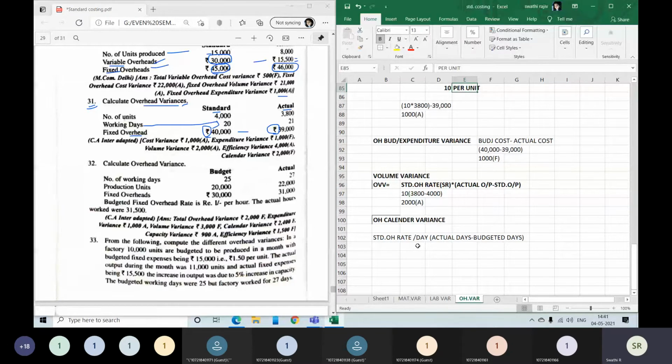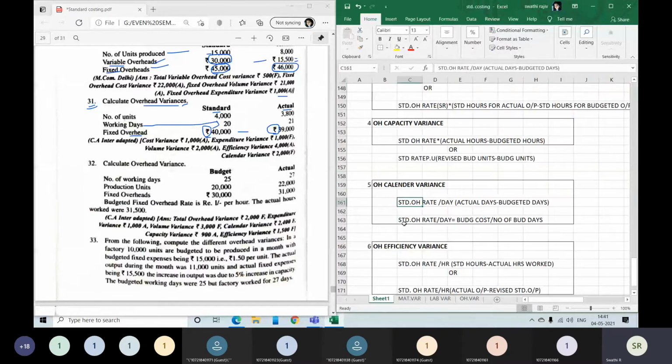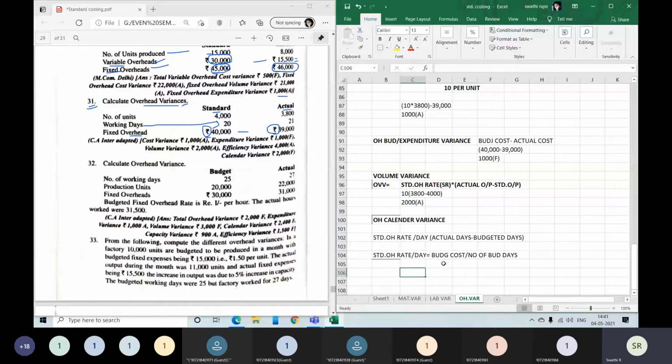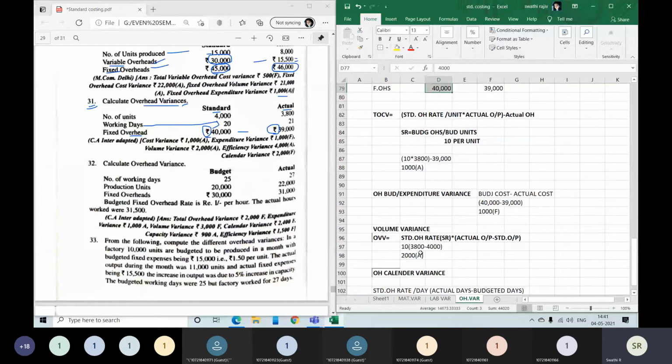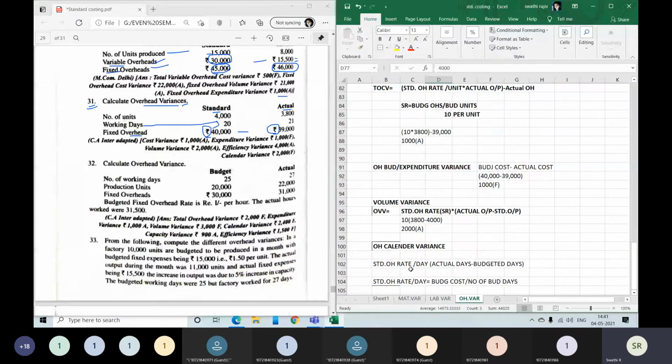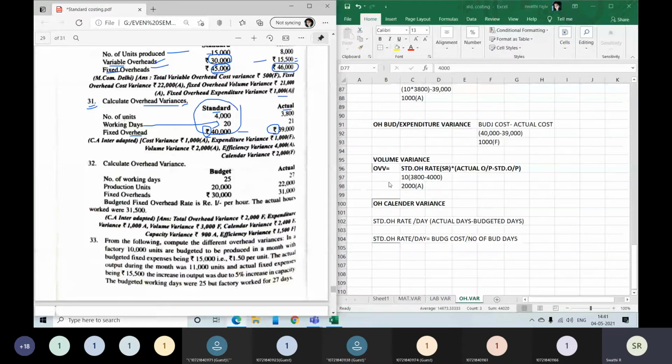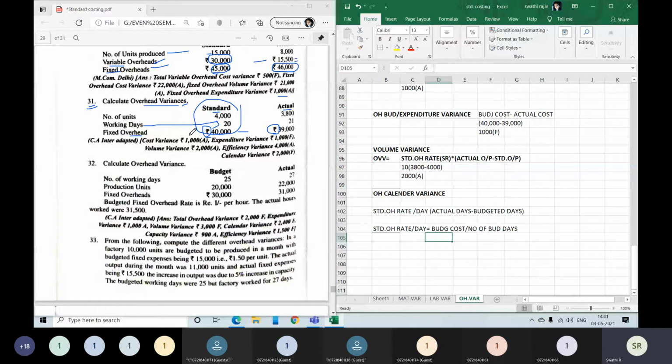How do I find this? I have a formula for this, right? What is the formula? Standard overhead rate per day. What are they telling you? Whenever they are talking about standard, you will take only budgeted. Budget and standard are the same. First understand that. Whenever they are talking about standard, look only for your standard column. Substitute from the question itself and tell me what is my budgeted cost or overhead cost? What is the amount that I had allocated?